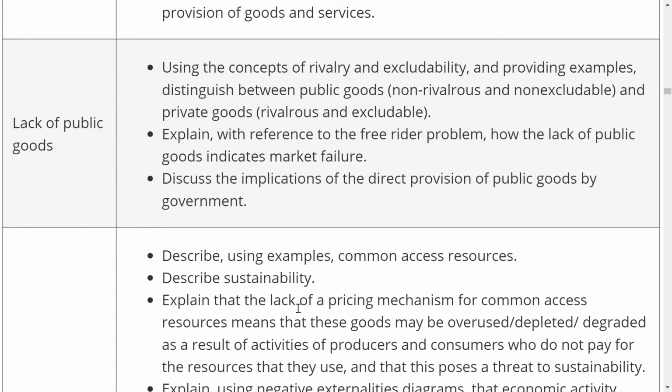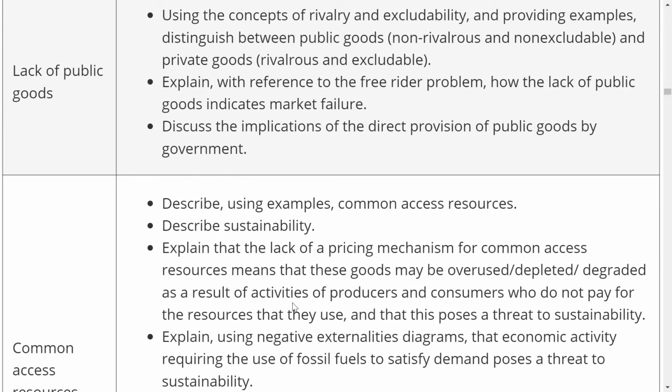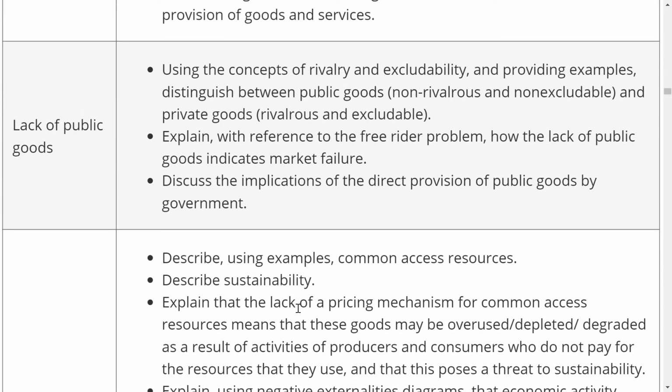Okay, for example, in some countries, roads are not public goods. For example, in Singapore, the car taxes are so high that the car taxes alone pay for the roads. So the roads, although being non-rivalrous and non-excludable, are actually not public goods. So you must be able to talk about the lack of public goods and why.